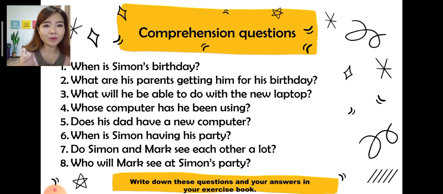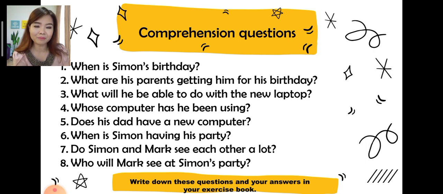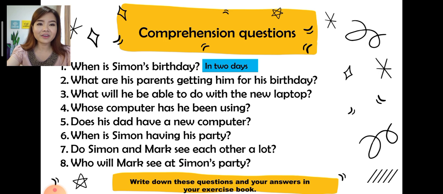Let's take a look at the comprehension questions one by one from number 1 to number 8. Number 1, when is Simon's birthday? Yes, it's in 2 days. Number 2, what are his parents getting him for his birthday? What are they getting him? A laptop.